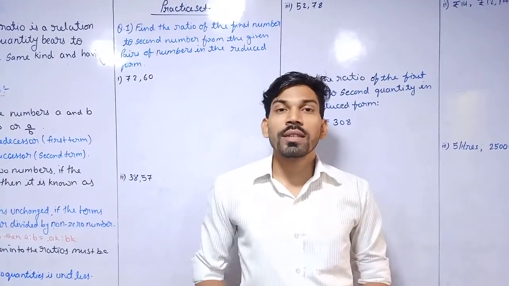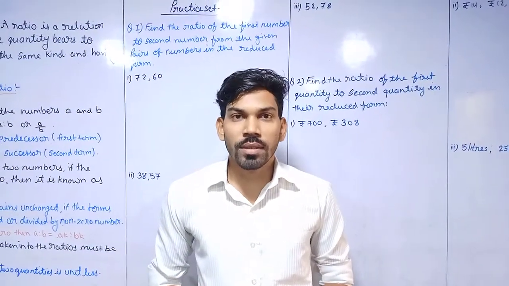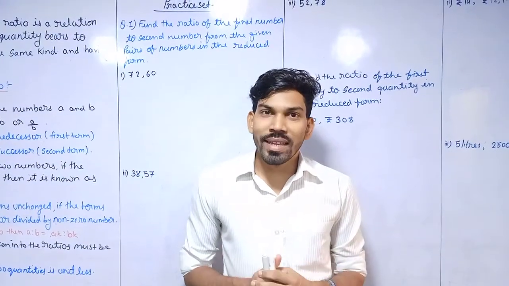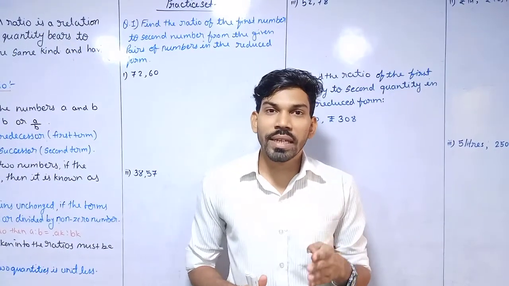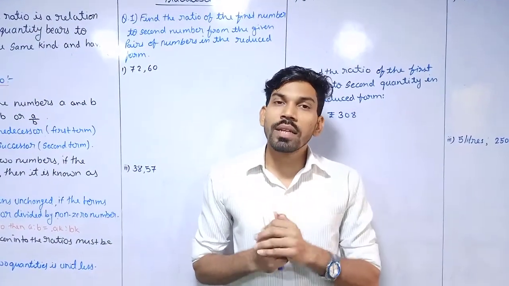Today we are going to start the new topic, that is ratio and proportion, our fourth chapter. First, ratio and proportion, what is that? This chapter is bifurcated in two parts. First one is ratio, then proportion. So let's think about the ratio.